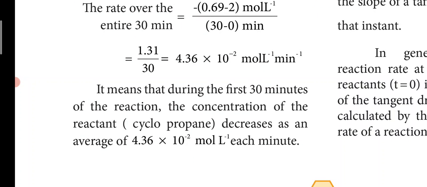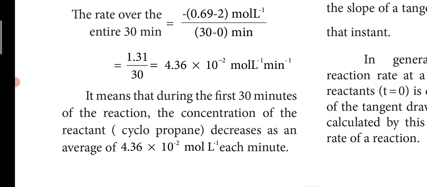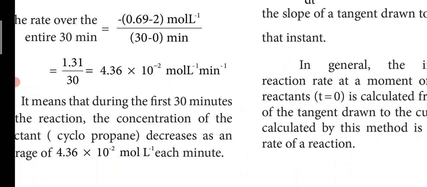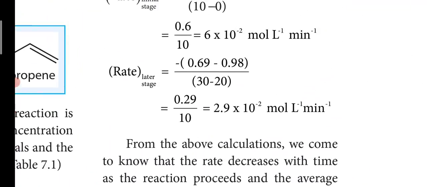Mole per liter per minute. It means that during the first 30 minutes of the reaction, the concentration of the cyclopropane decreases. Okay, so it is decreasing at an average of 4.36 into 10 power minus 2 mole per liter each minute. It decreases and keeps getting converted into product.